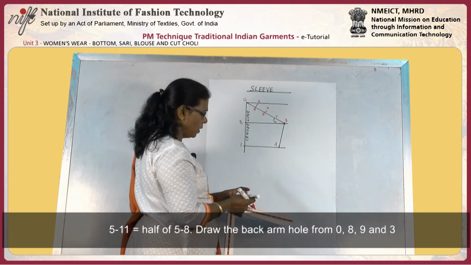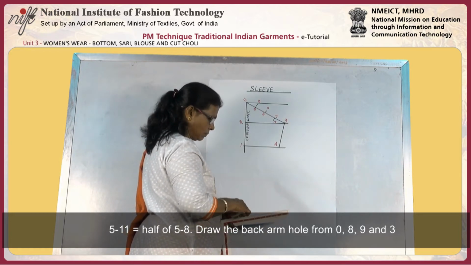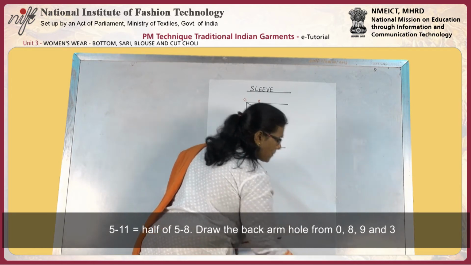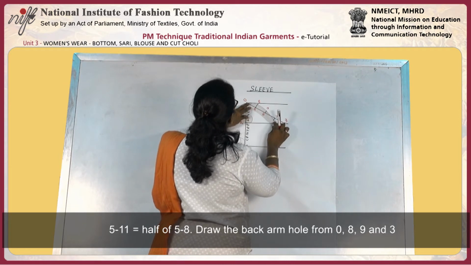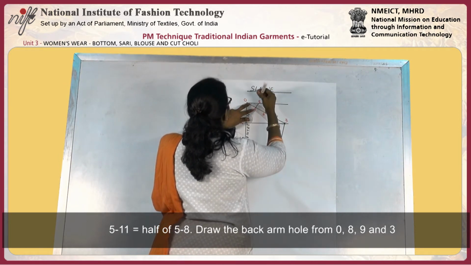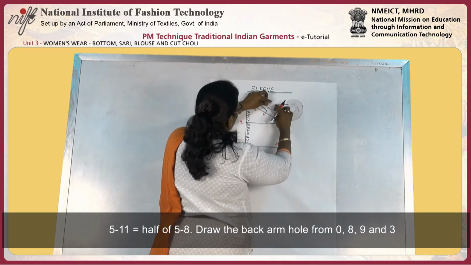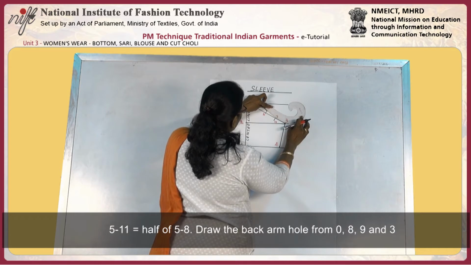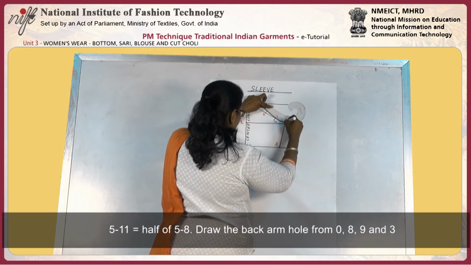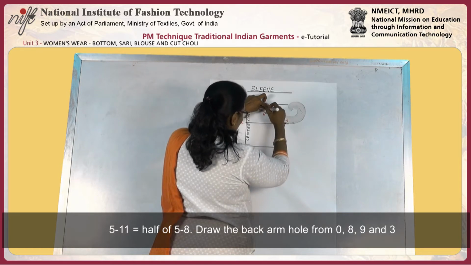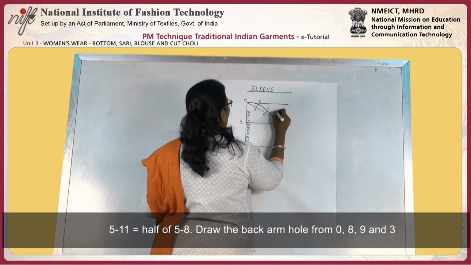Now we need to draw the armhole from 0 to 8 to 9, and turn the armhole curve on the reverse side and start from 9, take a curve from 9 to 3, and this is for the back armhole.